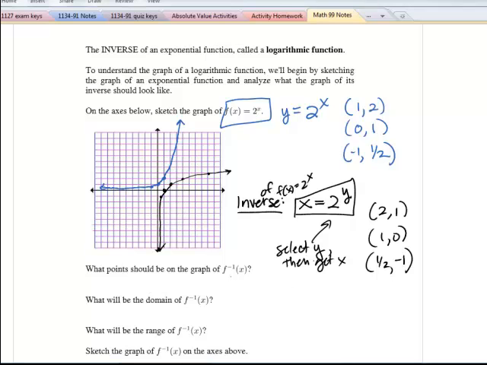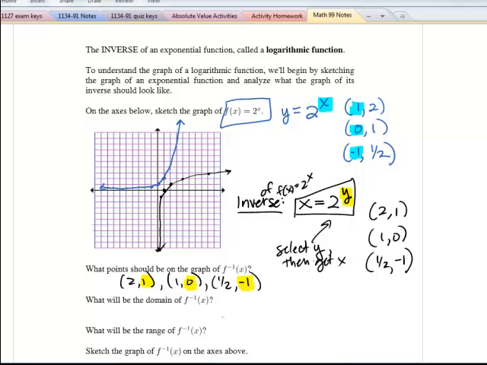So the points that should be on the graph of the inverse, I listed those over here, are (2, 1), (1, 0), and (1/2, -1), among others, but those are the ones we would focus on. Notice now, it's the y's that we're choosing to be 1, 0, and negative 1, because those are the exponents, right? So it's just like before, but in the previous graph, the x was the exponent, and now in the inverse, the y is the exponent.